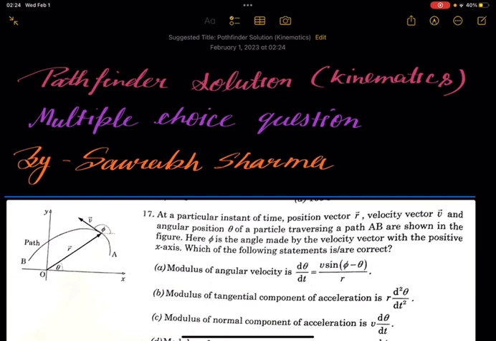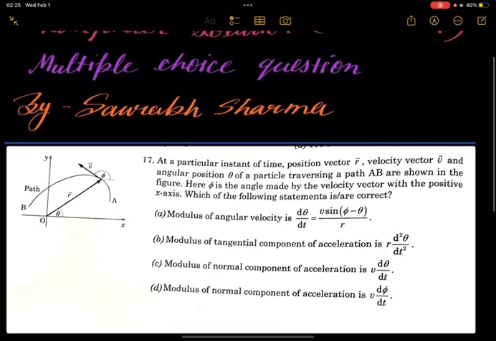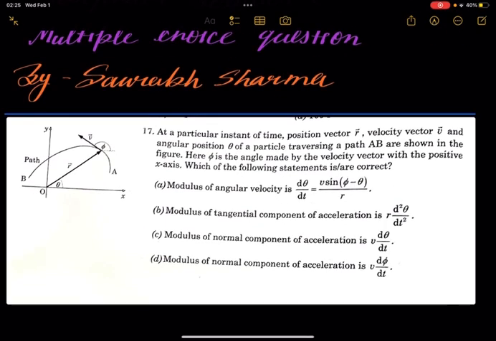So what the question is saying: at a particular instant of time, position vector r, velocity vector v, and angular position theta of a particle traversing a path AB are shown in the figure. Here, phi is the angle made by the velocity vector with the positive x-axis. Which of the following statements is/are correct?